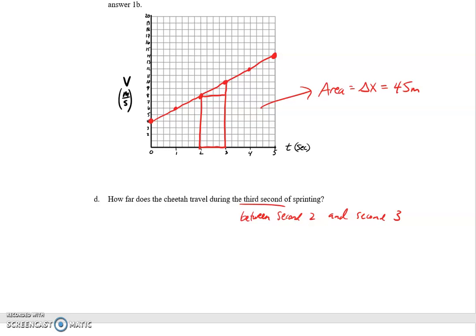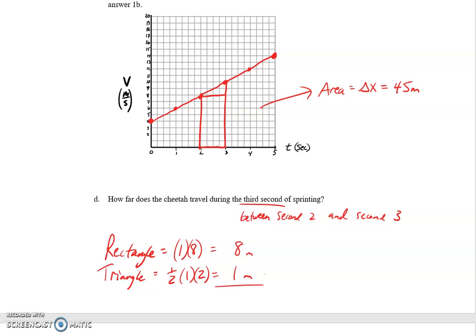So when I go to find my area, the rectangle, base is 1, its height is 8. The triangle will be 1/2. Its base is also 1, and its height is only 2. So it'll be 1. Add these together, you get 9 meters for an area. 9 meters is how far the cheetah went in that 3rd second.